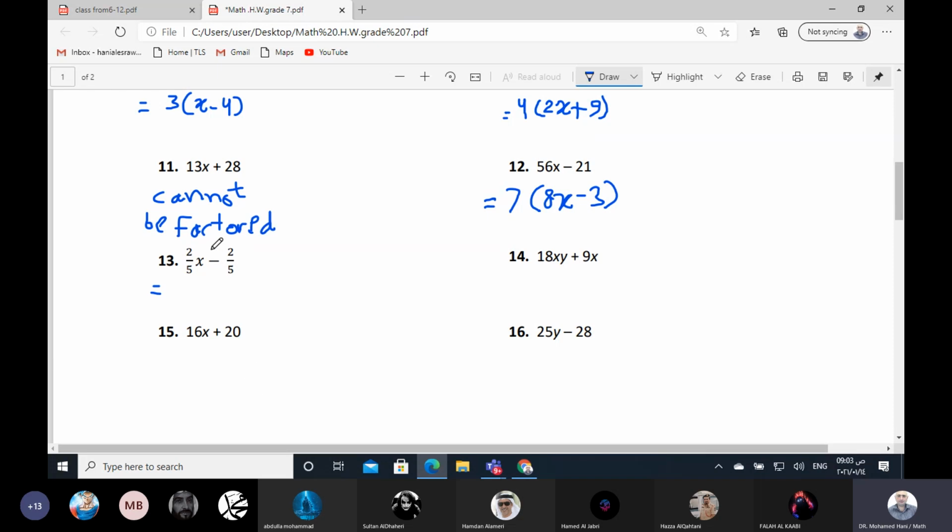Now here, as you see, you have 2 over 5 and here 2 over 5. So 2 over 5 is the GCF between the two terms here. Open parenthesis. 2 over 5 divided by 2 over 5 will be 1. 1x means x. Now here we have minus 2 over 5 divided by 2 over 5 will be 1.